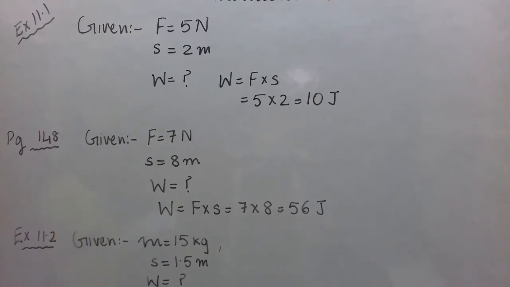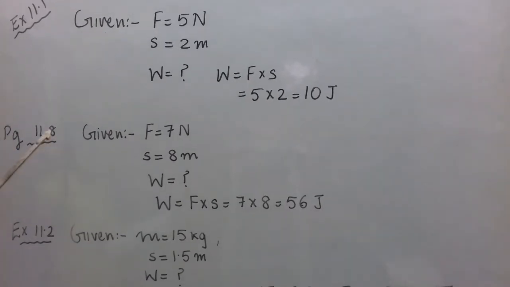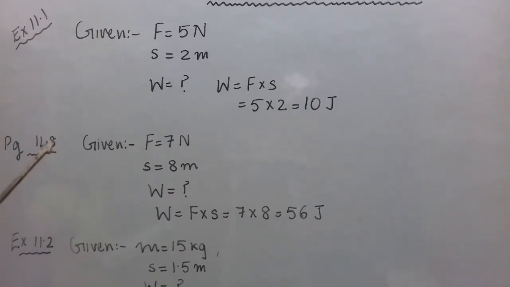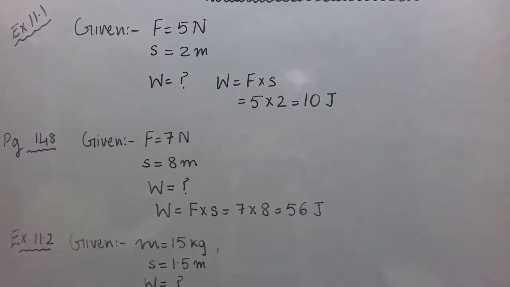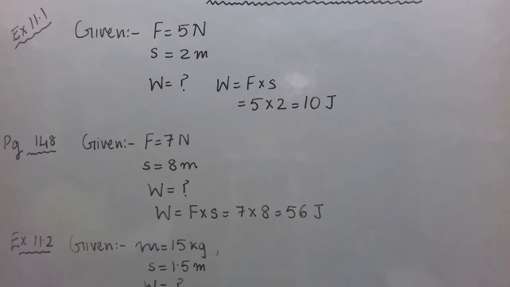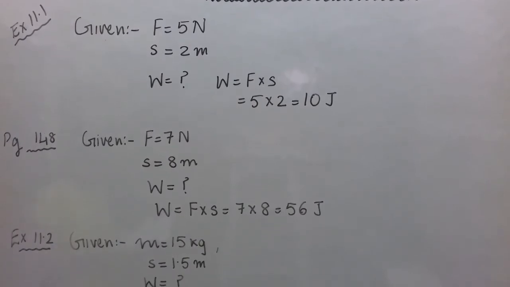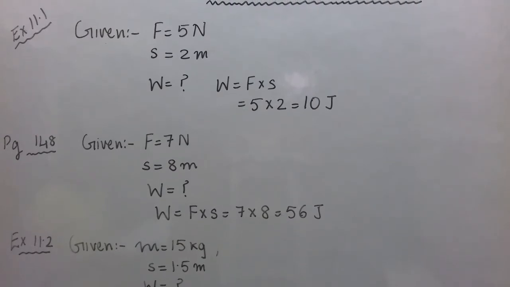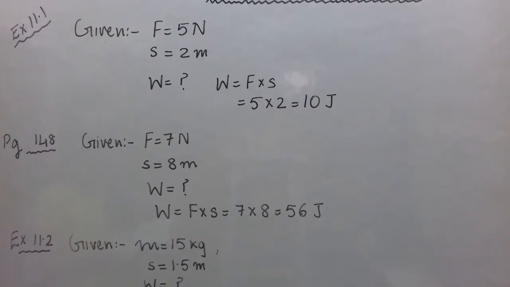Now let us see the sum given on page number 148. I'll read the question. Again this is similar only. A force of 7 Newton acts on an object. The displacement is say 8 meters in the direction of the force. Let us take that the force acts on the object through the displacement. Then you have to find the work done.